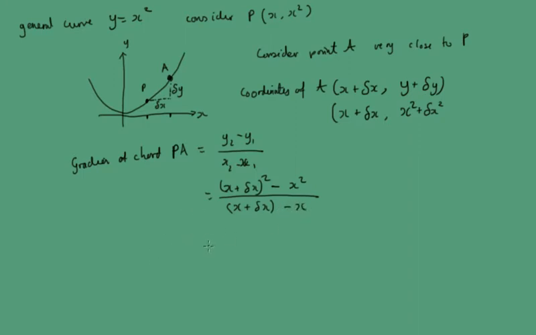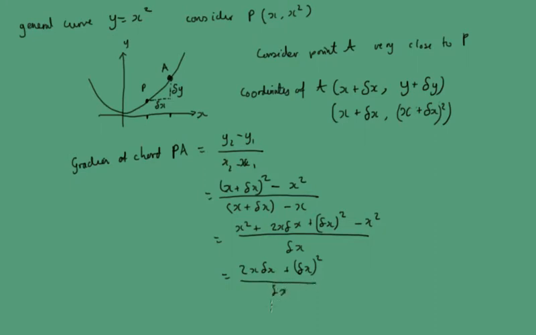Now we can multiply this out, so we get x squared plus 2x dx plus dx squared minus x squared over dx, and that will give us 2x dx plus dx squared over dx, which is, we can take dx out here, so we get 2x plus dx.